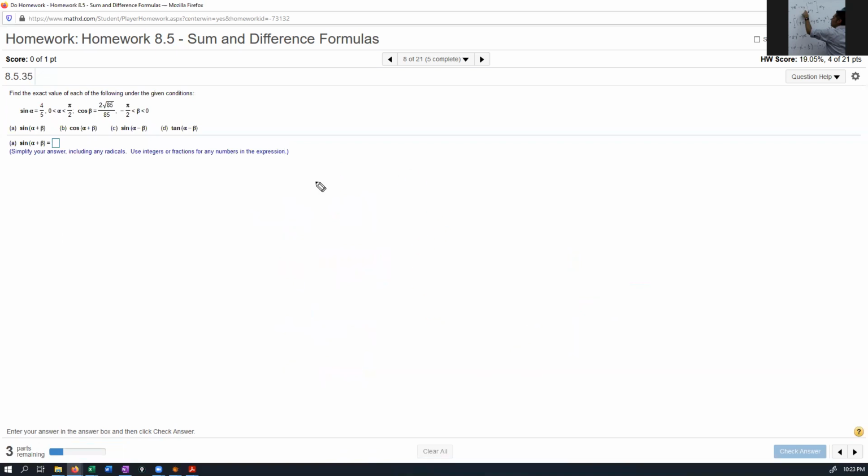Okay, here we go. Now we're getting something here. So they give us some information. They give us that sine of alpha equals 4/5. That alpha is between 0 and pi/2. They give us that cosine of beta is 2√85/85. And it tells us that beta is between -pi/2 and 0. Okay, so they want to know what sine of alpha plus beta is, what cosine alpha plus beta is, and then sine alpha minus beta, tangent alpha minus beta.